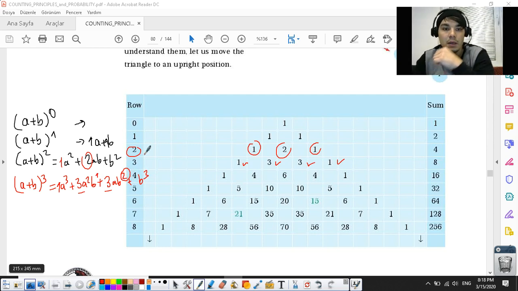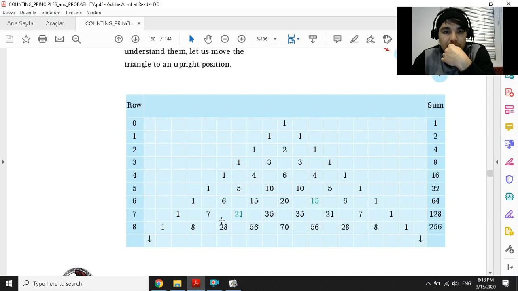Okay, that is our Pascal's triangle. So by the way, we can find very large powers of expressions. For example, a plus b to the power of 11. Also, we can expand the expression here. Okay, so let's move on.